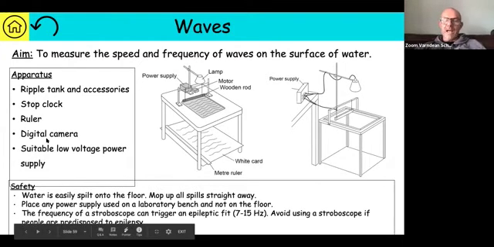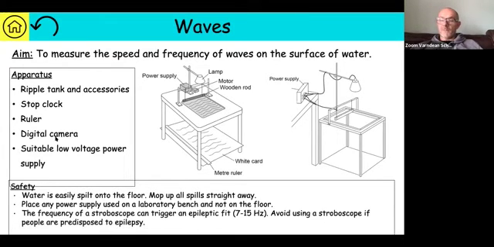They say a digital camera, but we used an iPhone, because any phone that's got a slow-mo record on it is brilliant for this, absolutely brilliant, because it means that you can slow the waves down and see them much better. A stop clock and a ruler, okay?